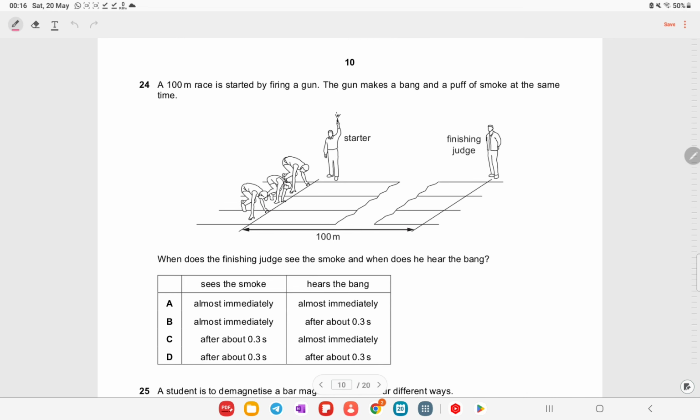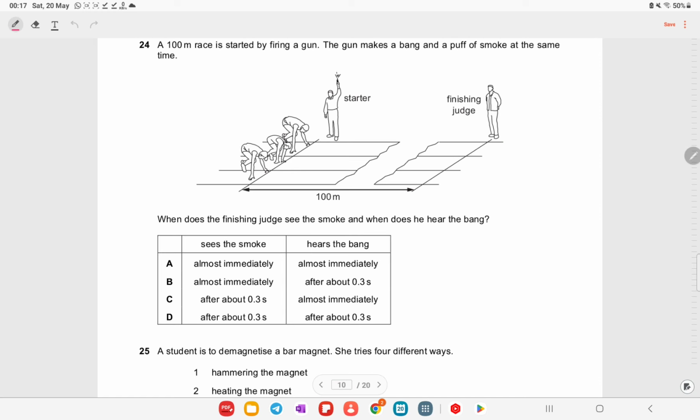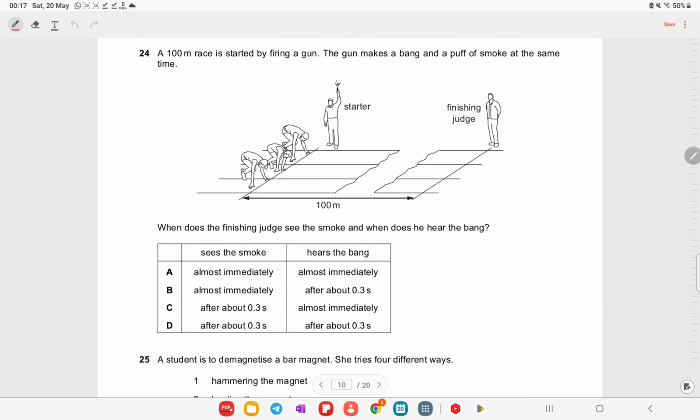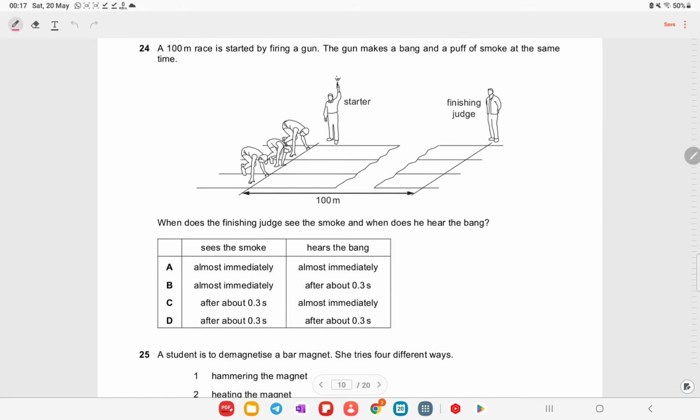A 100-meter race is started by firing a gun. The gun makes a bang and a puff of smoke at the same time. When does the finishing judge see the smoke and when does he hear the bang? Sees the smoke almost immediately, after 3 seconds.